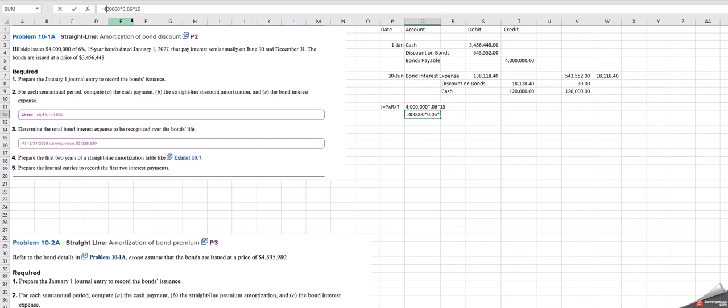Did I put in enough zeros? No. It just seems like that seems like too large. But I guess just the length of time it is correct. Okay, so that is what we're going to pay. Then we're going to have the discount, the $543,552. So that I guess should be our cash. This is going to be our discount.